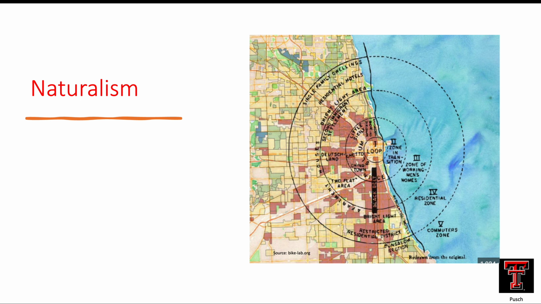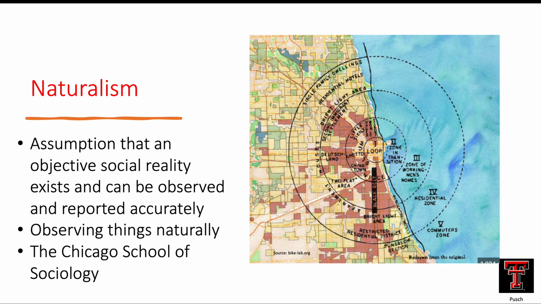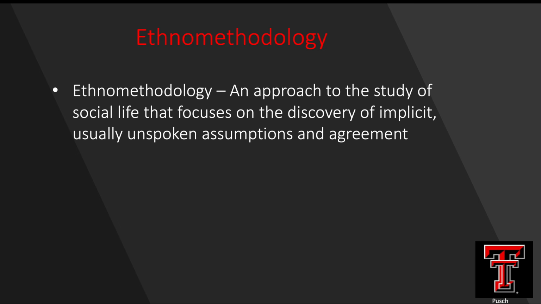Okay, next we're going to talk a little bit about different types of qualitative research. First is naturalism. This is the assumption that objective reality exists and can be observed and reported accurately. So this is just basically recording what you're seeing, saying that objective social reality exists, observing what you're observing, writing it down. This is also what we call the Chicago School of Sociology. This is like a more old school way of doing stuff. Still useful today. But we also have different ways of looking at stuff.